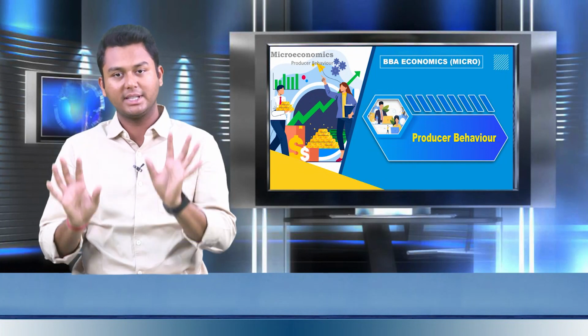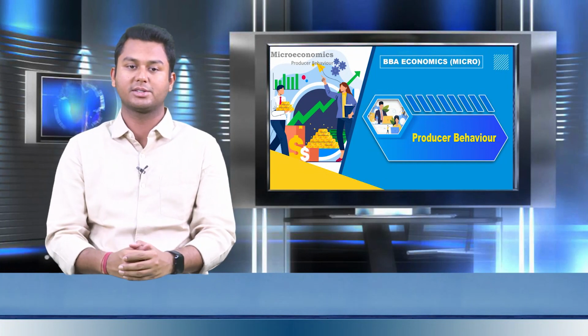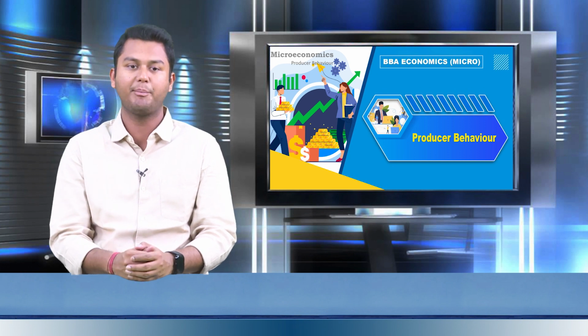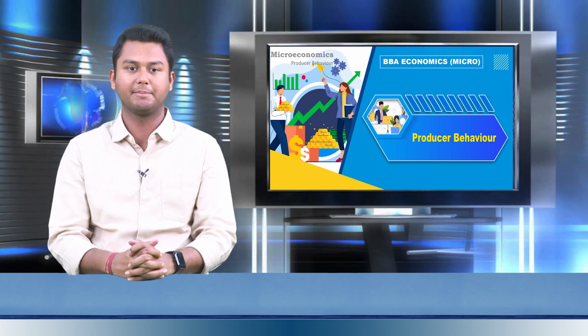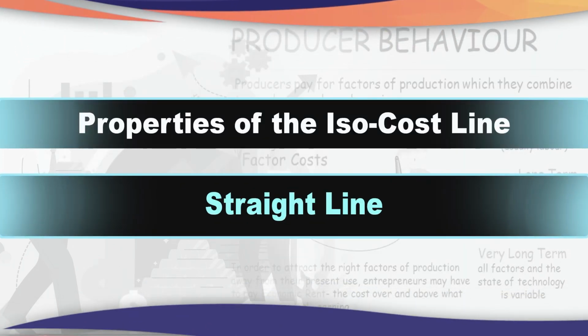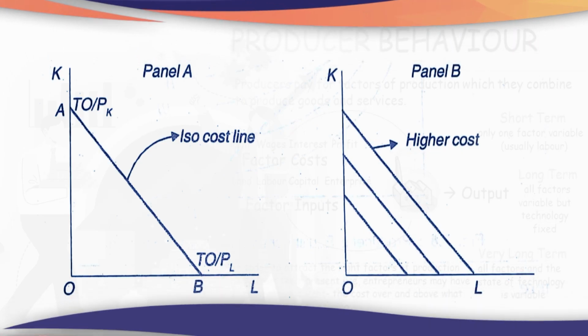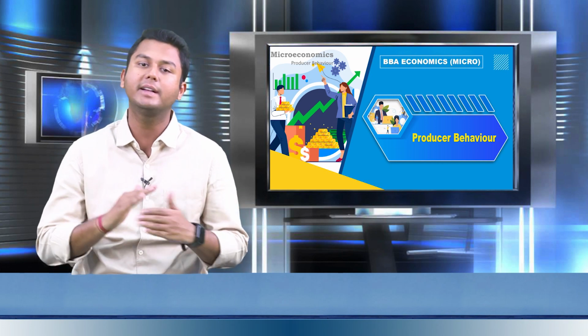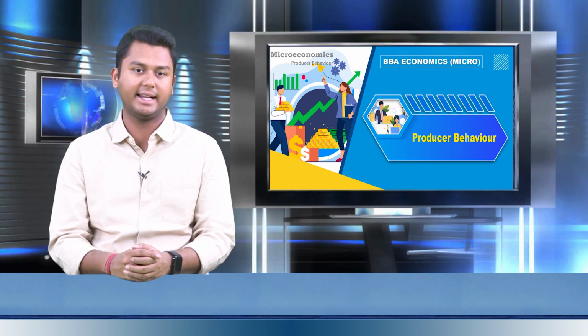So the addition of these two will give us our total cost. This equation forms a straight line, or a linear relationship, between labor and capital. Looking at the properties of the isocost line, it will always be a straight line. The isocost line is a straight line because input prices are usually fixed in nature, they are constant, and we don't assume them to be fluctuating again and again.